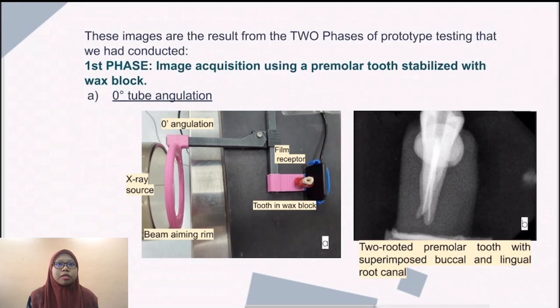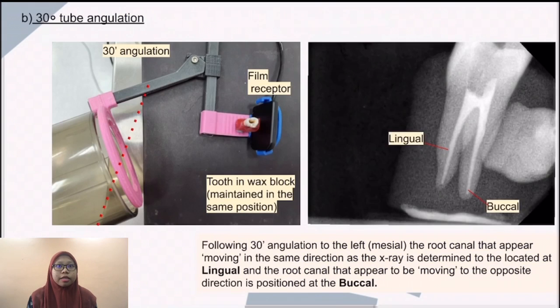Following the prototype design and 3D printing of the product, we conducted two phases of prototype testing. As you can see here, the removable 0 degree arm is used to aim the X-ray source at 0 degree. Next, the intraoral image produced shows a two-rooted premolar tooth with superimposed buccal and lingual canals. Then, the 30 degree arm will replace the 0 degree arm and a second radiograph image will be acquired.